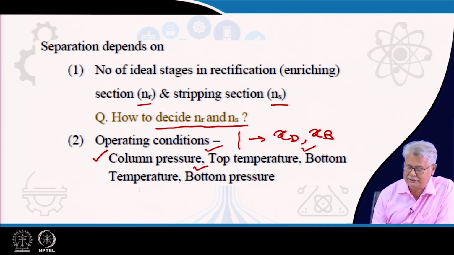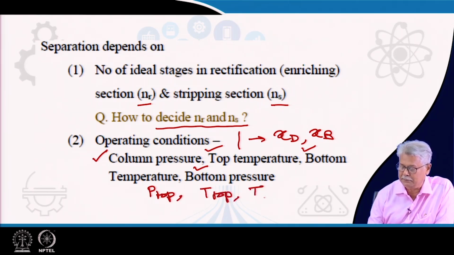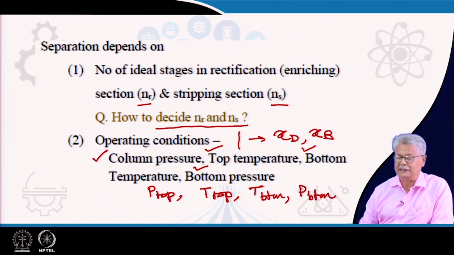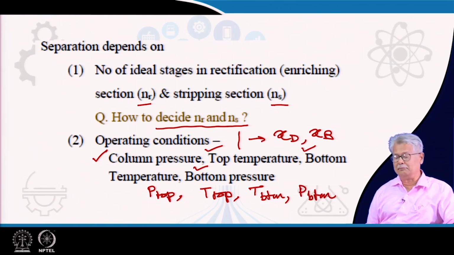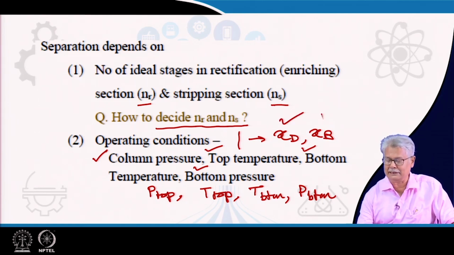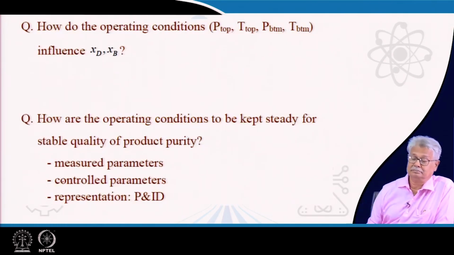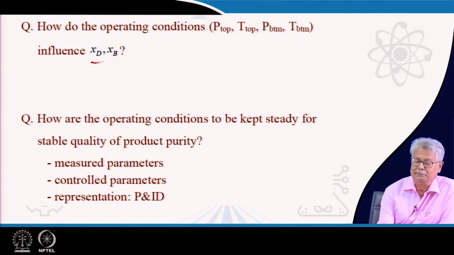So, if I write here symbolically, I will write here these as P top, T top, T bottom and perhaps P bottom. So, these are the four extremely important parameters which are to be held and manipulated and kept constant in order to achieve XD and XP, starting from a feed composition of XF. So, the next question comes up, how do these four operating conditions influence XD and XP for a given XF?